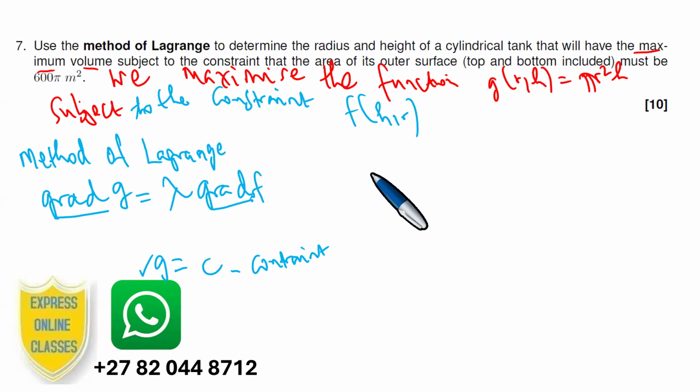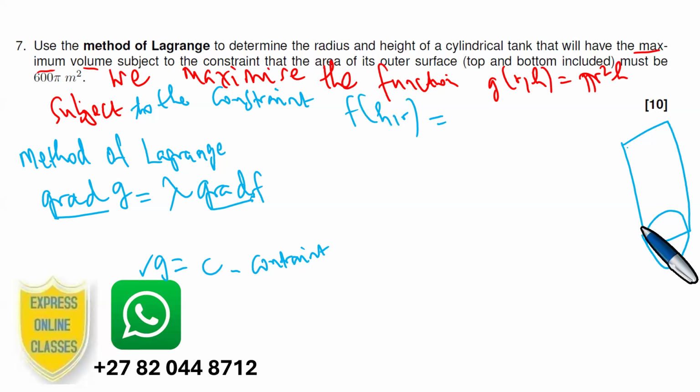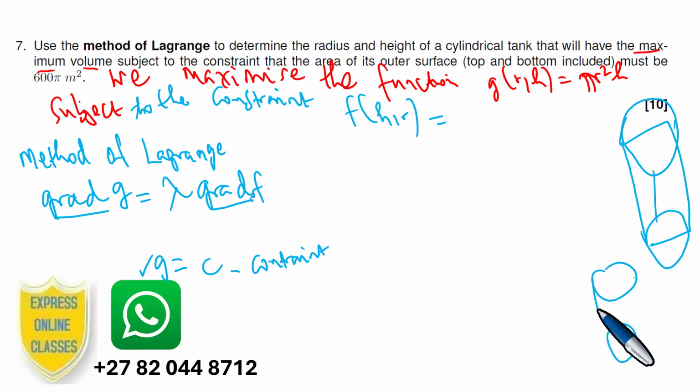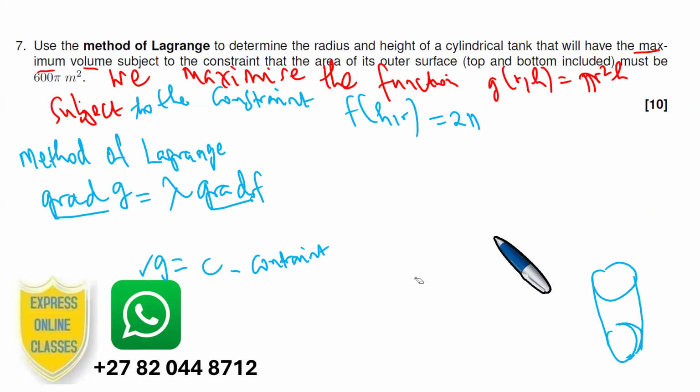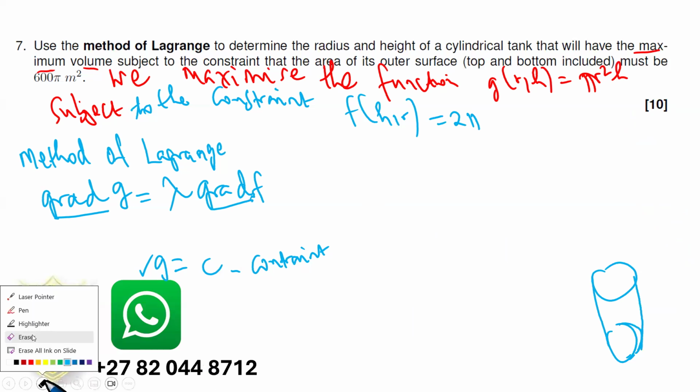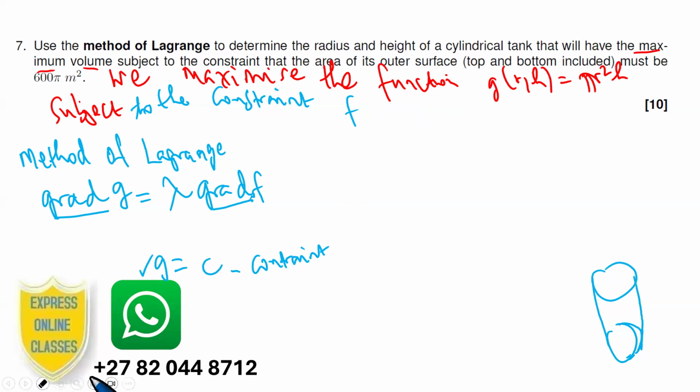f of h, r. And these become, if you have this cylinder, it has a lid at the top and at the bottom, yeah? So you have something like this for the cylinder. Can you please clarify, is it f function of h comma r? Okay, good. Let me just be consistent. It doesn't matter because these are dummy symbols. It's r, h. Let's keep them the same.